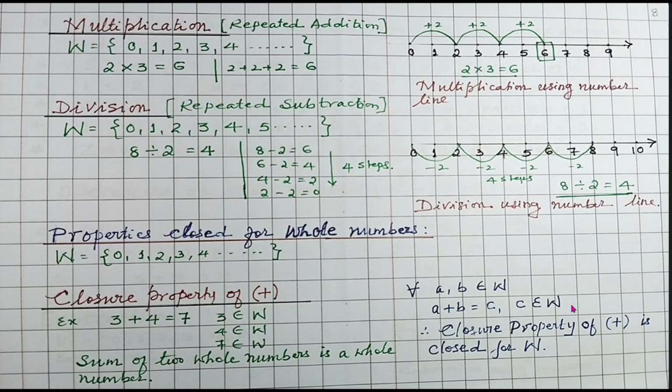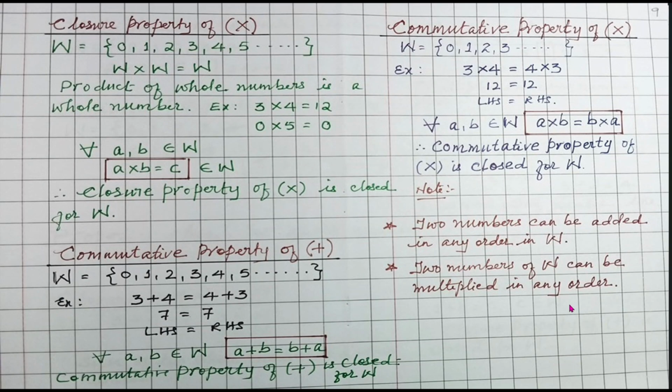Therefore, closure property of addition is closed for a set of whole numbers. Now, closure property of multiplication, again it is closed for a set of whole numbers. We take two whole numbers, when we multiply, again we get a whole number.